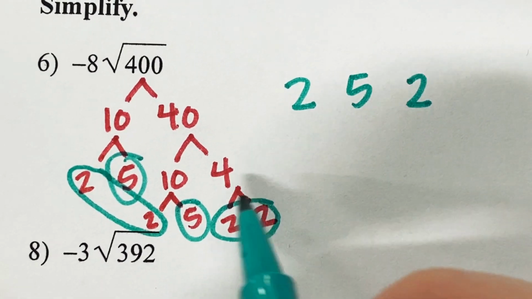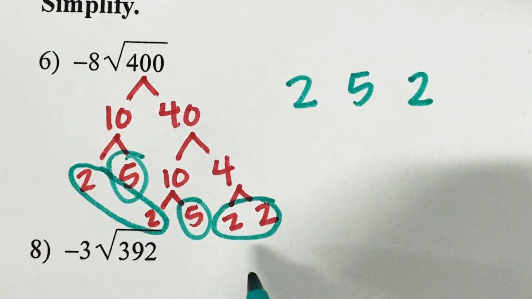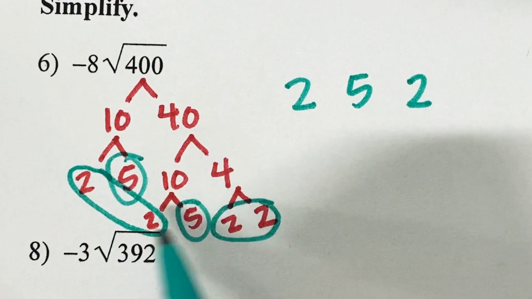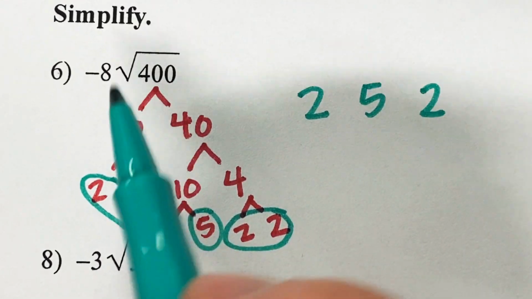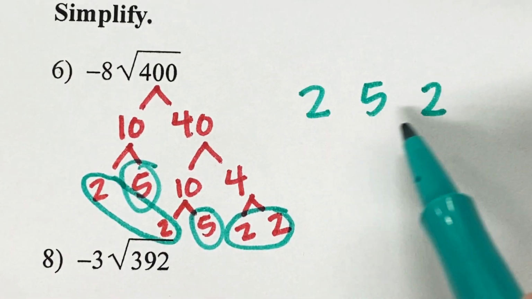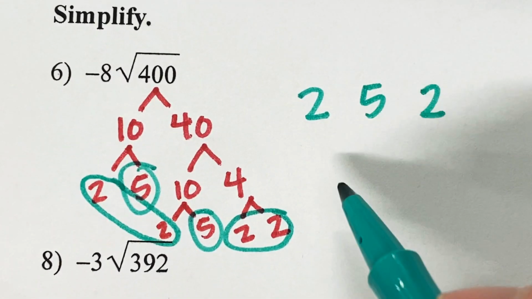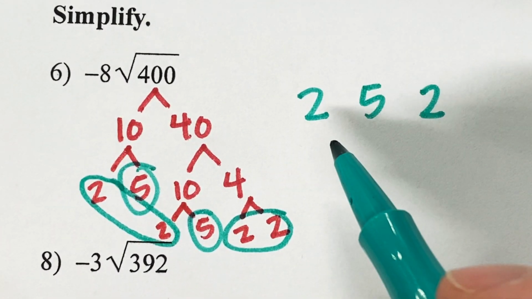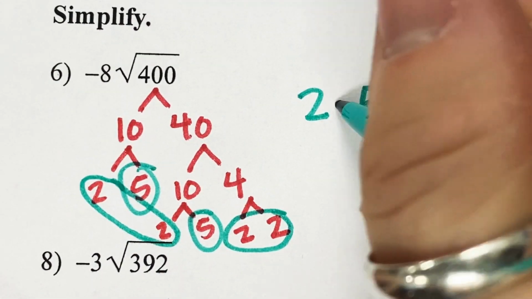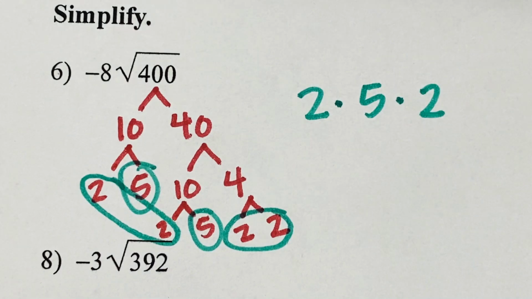Okay, is there anything else that had to stay inside my radical? No, all of these guys got to come out. So guess what? 400 actually is a perfect square. That's awesome. Okay, so what are we doing with these numbers when they get to leave my radical? Well, if we're dividing right here, we know once they come out, we are multiplying them.